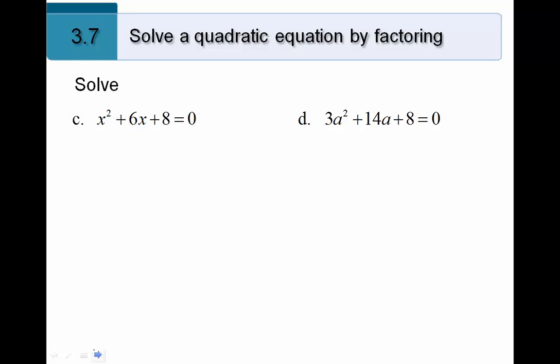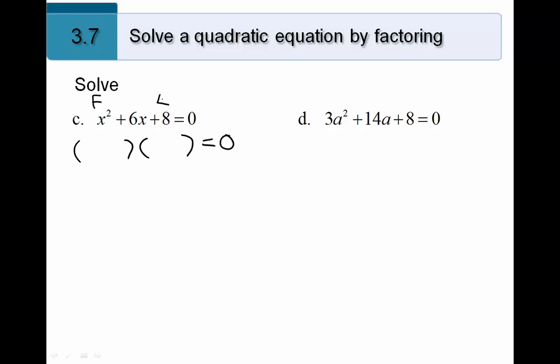All right, the next two examples. Let's look at C. Notice it is already written in standard form: ax squared plus bx plus c is equal to 0. So we do not have to worry about rewriting it in standard form. However, it has not been factored, so we do need to factor this polynomial first. So something times something is going to equal 0.